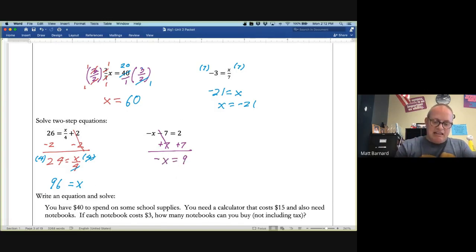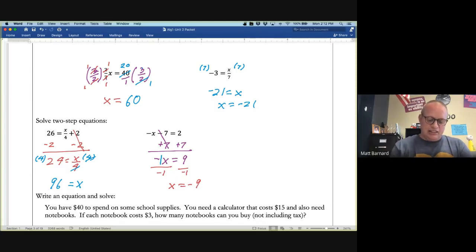Now, think of that negative x as a negative 1x. And I could do a couple different things to get that -1 to become a +1. I could divide both sides by -1, just like so. Or I could multiply both sides by -1. In either case, I get -9 for a final answer there.